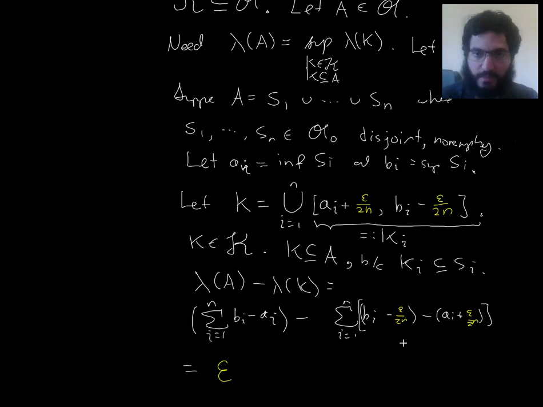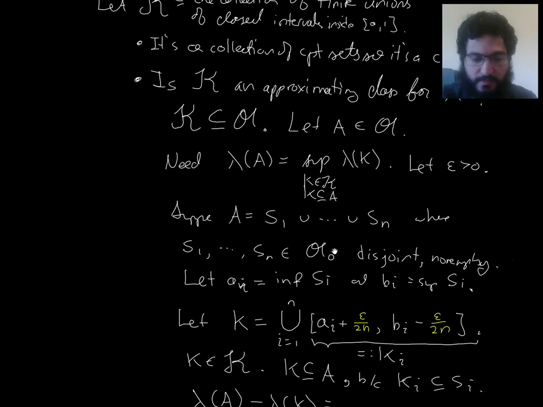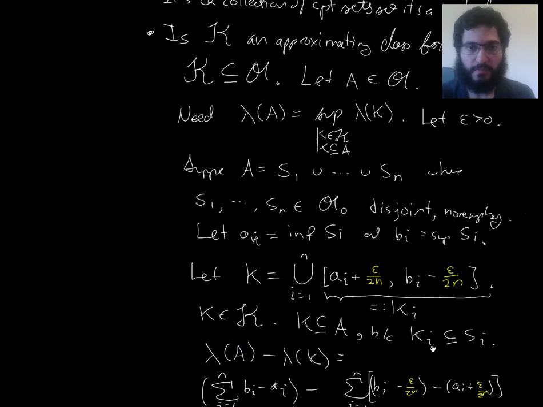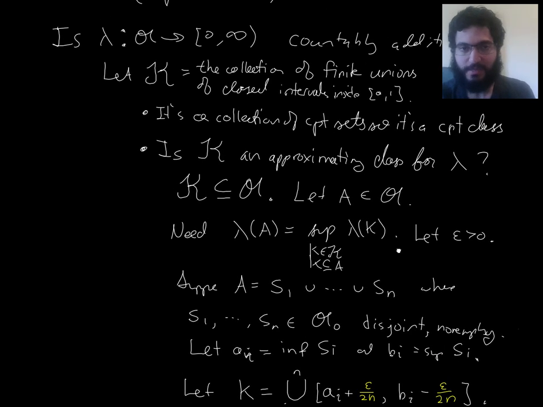So since epsilon can be made arbitrarily small, that tells you that there are lambda k's that are arbitrarily close to lambda a. And of course lambda a is an upper bound for the lambda k's. So lambda a is the supremum of the lambda k's. So then yes, this is an approximating class for lambda.